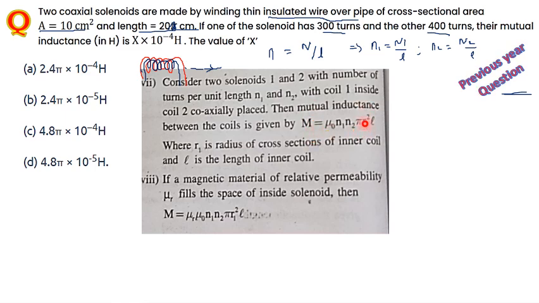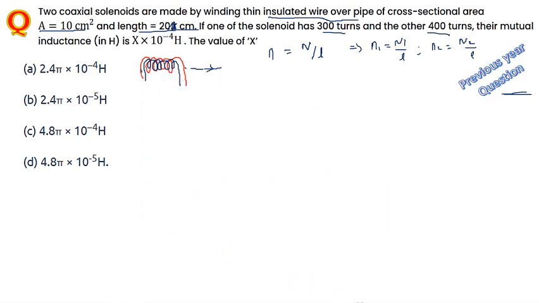Pi r square here is area into L. If it has been filled with some other material, then you are going to have relative permeability, which means mu r should come in addition. So in that case, the mutual induction is M equal to mu naught n1 n2, with area A and length L.